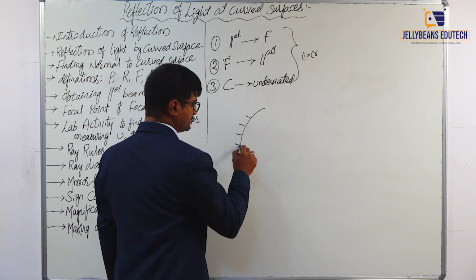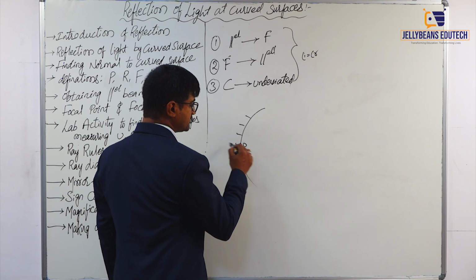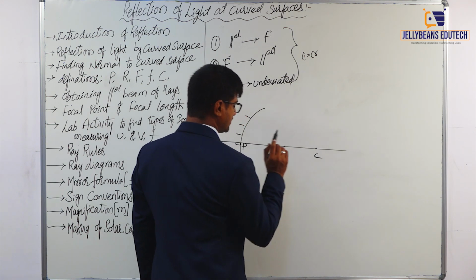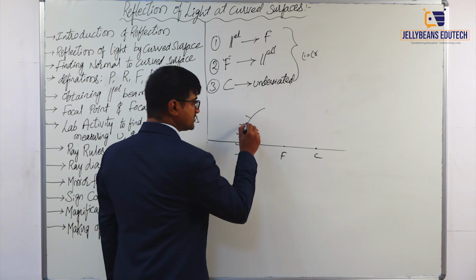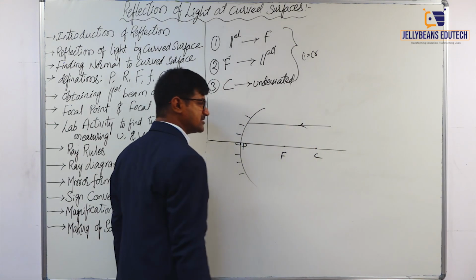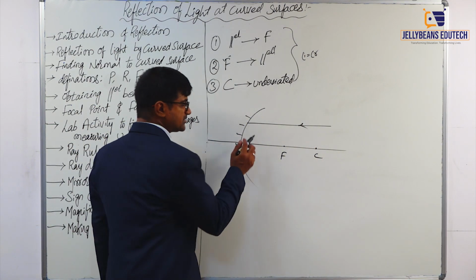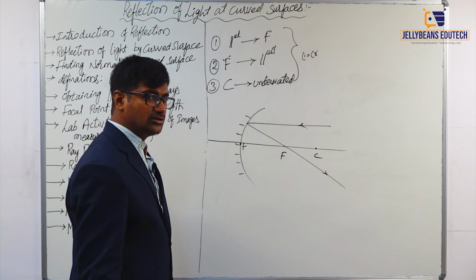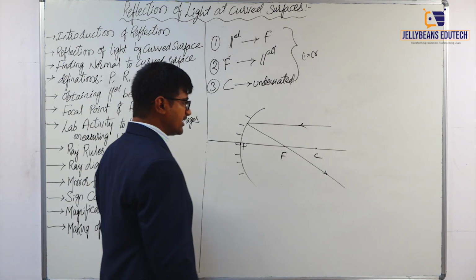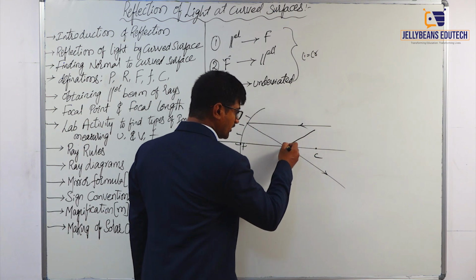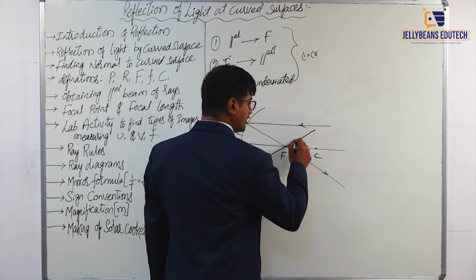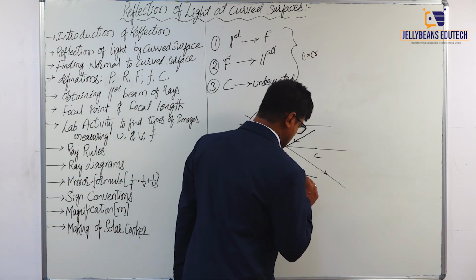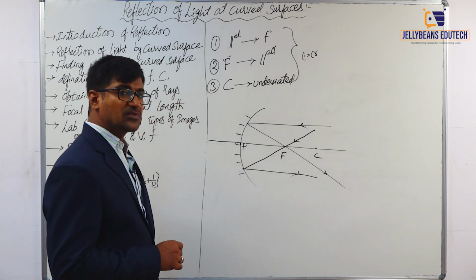Here I consider the concave mirror, and this is the pole, this is the center of curvature, this is F. If I consider the light rays parallel to the principal axis like this, then after reflection it passes through the focal point. Next, I consider a light ray passing through the focal point; after reflection it is parallel to the principal axis.